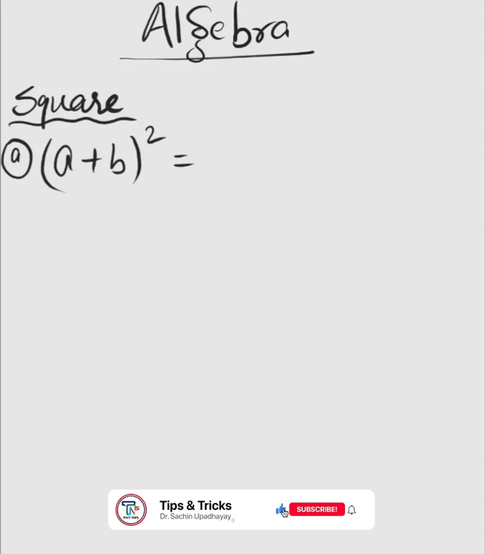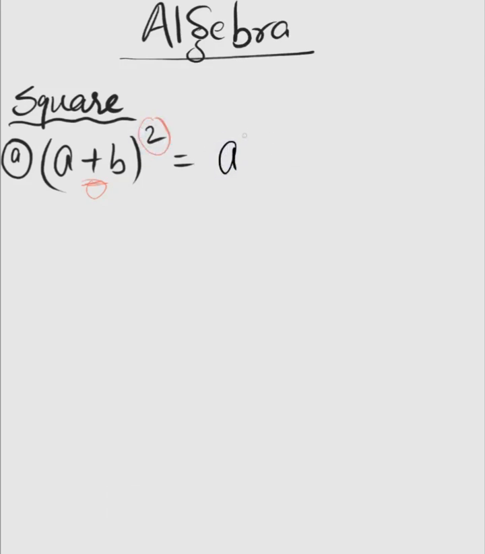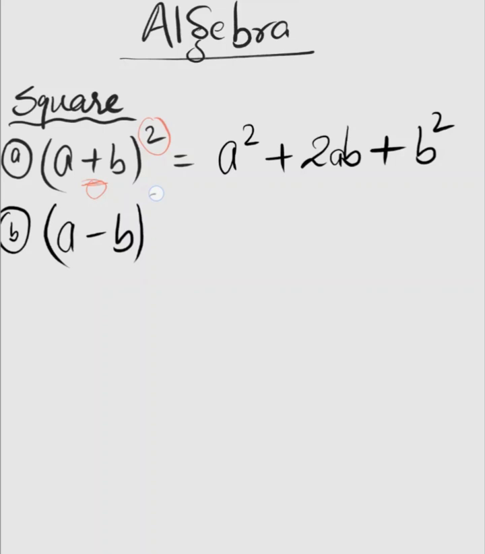In this case, remember if plus is there, and the square is on the whole, then we'll go with a square, here also plus, 2ab plus b square. Similarly, (a - b) whole square.